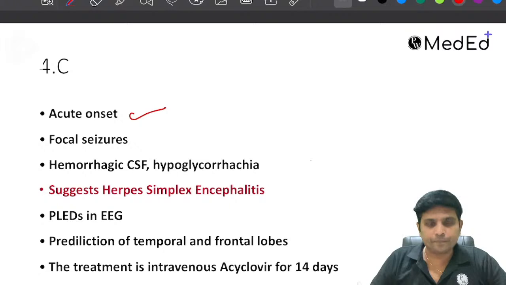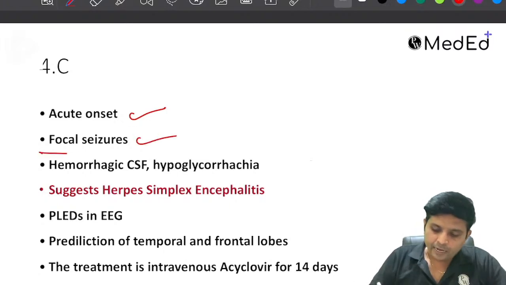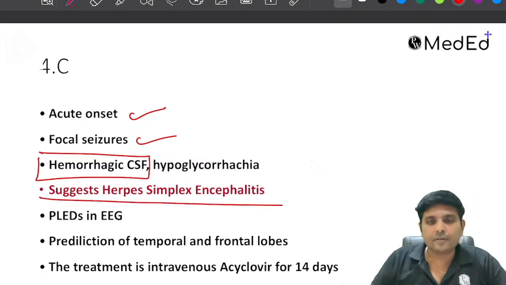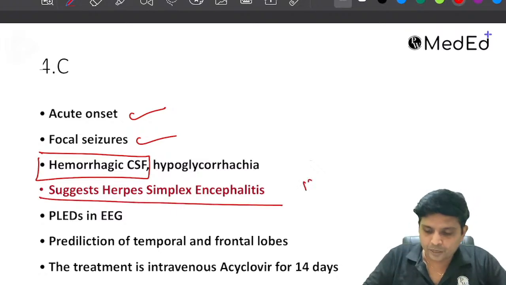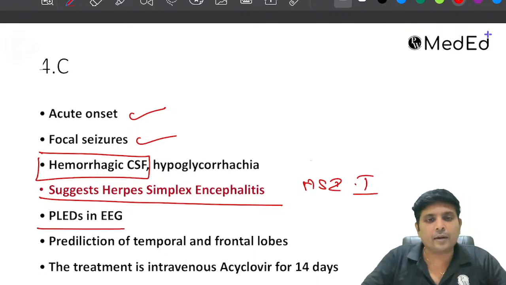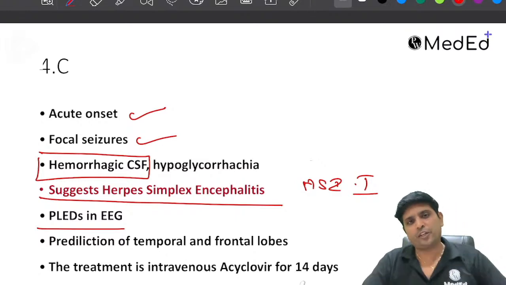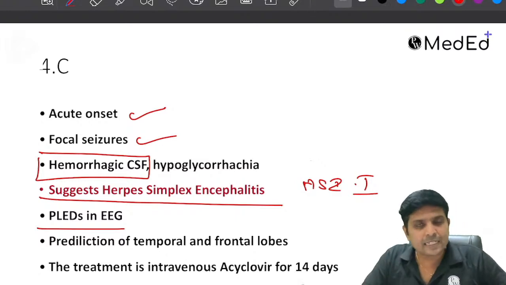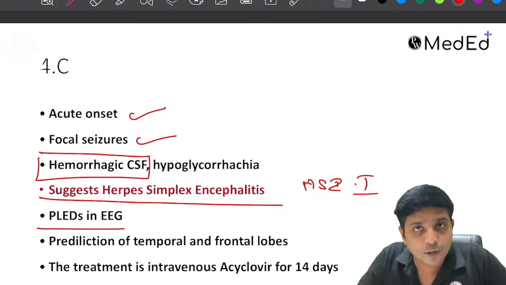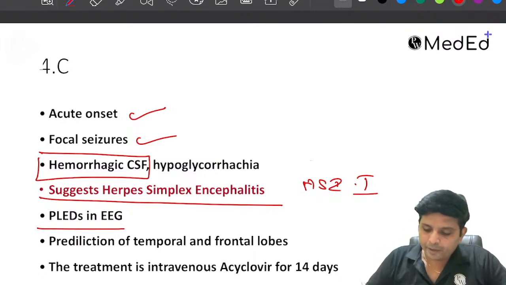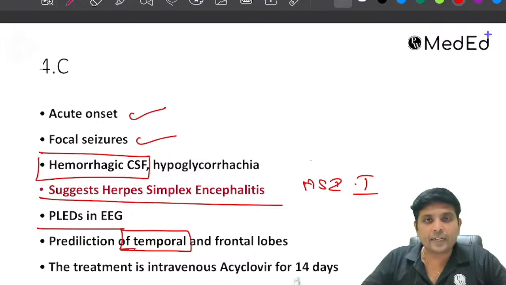Acute onset, focal seizures, hemorrhagic CSF: herpes simplex encephalitis. Most common is herpes simplex type 1. What is called PLEDs? Periodic lateralized epileptiform discharges. Lateralized means lateralized towards the temporal lobe. Remember, it most commonly involves your temporal lobe, as we discussed already.